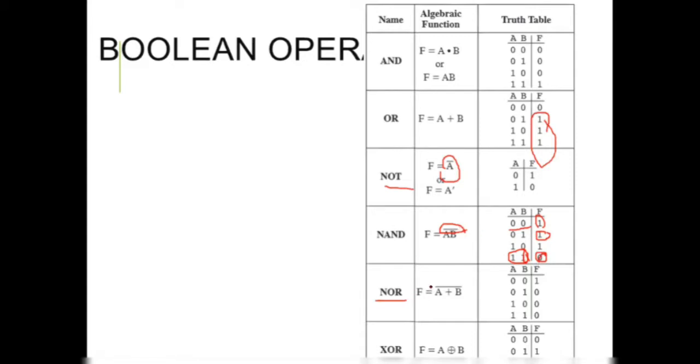And NOR is NOT of OR, so you can see here A, OR, B, it's in OR, it's only 0 when both of the variable values are 0. So you get the negation of this column here. Okay, the opposite of actually OR.